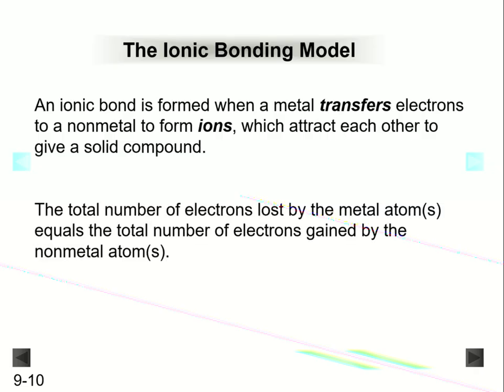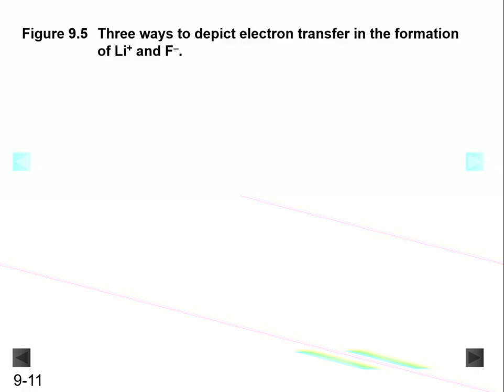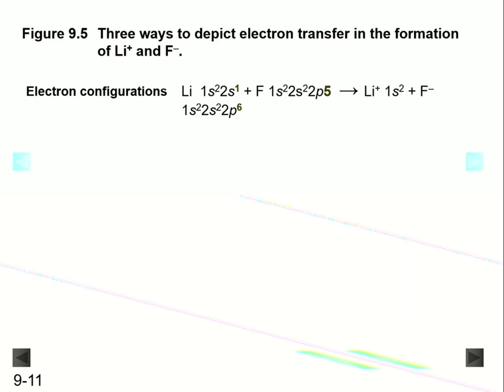The total number of electrons lost by the metal atoms equals the total number of electrons gained by the nonmetal atoms, and we would know that because of electroneutrality. So we can look at lithium interacting with fluorine. We could write electron configurations: 1s2, 2s1 for lithium, and then 1s2, 2s2, 2p5 for fluorine. And these will result in lithium going to 1s2 and fluorine to 1s2, 2s2, 2p6 to form our corresponding cation and anion, respectively.